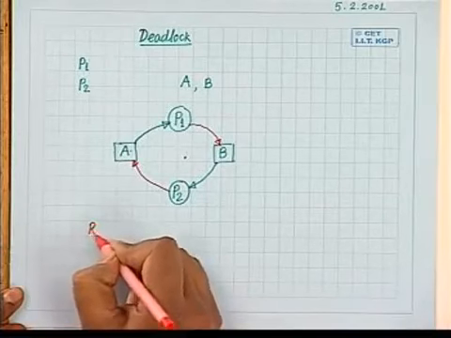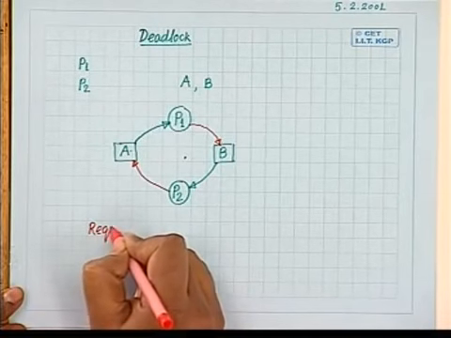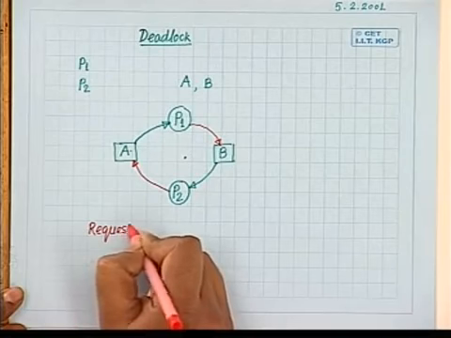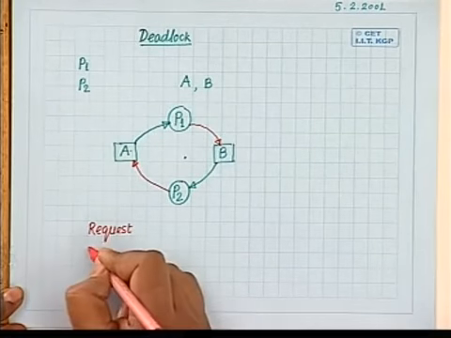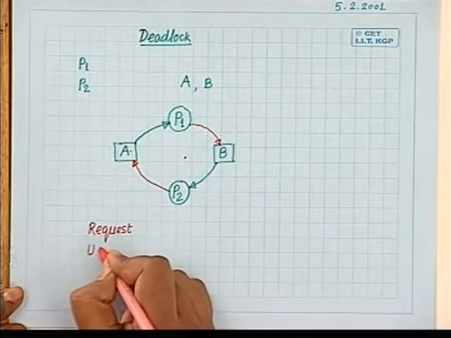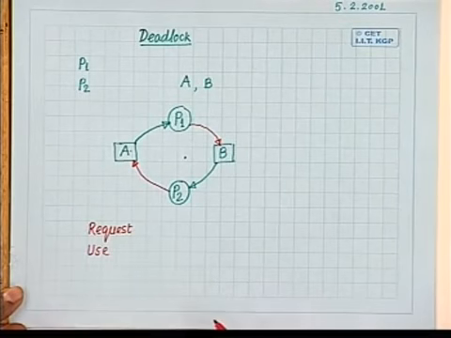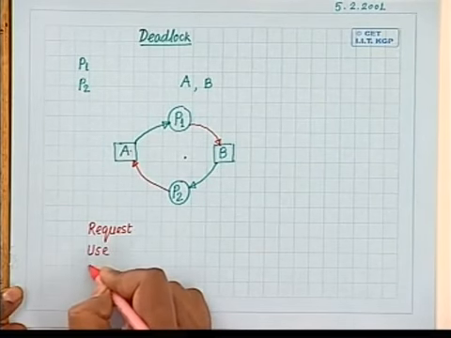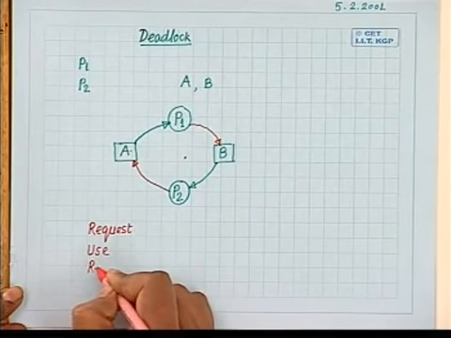So we must follow a sequence that first the process has to request for the resource. After the resource is granted, it has to use the resource, and on completion it has to release the resource.